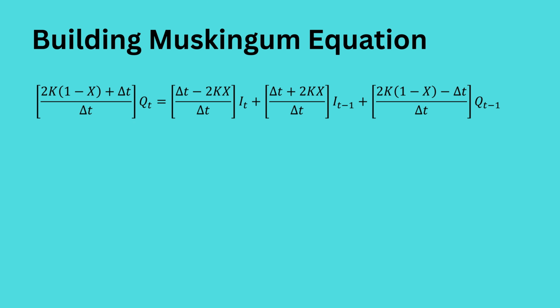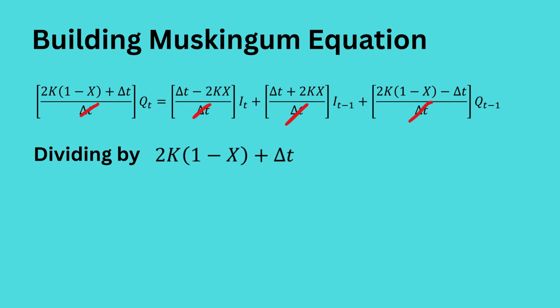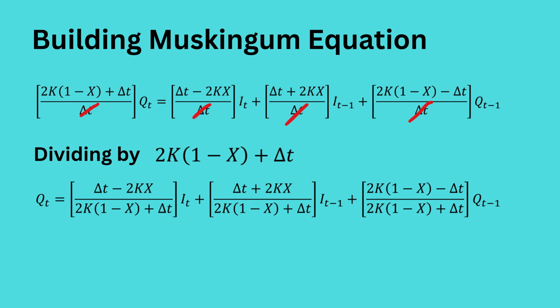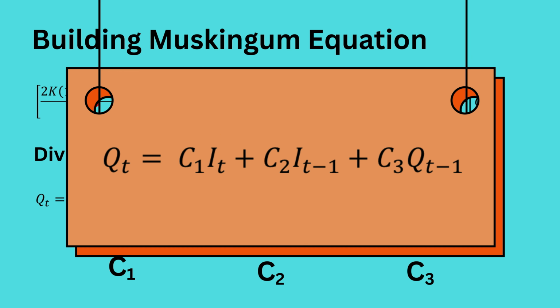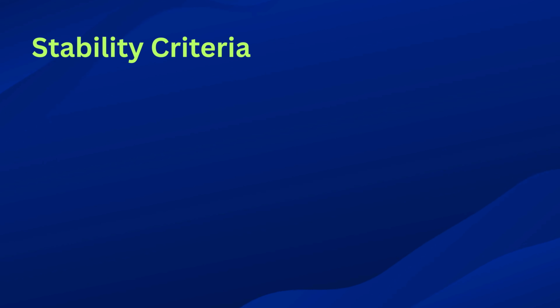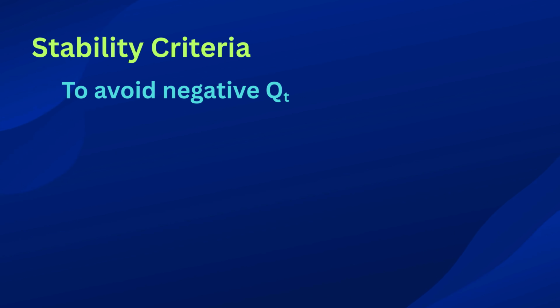As you can see, the delta t in the denominators can be cancelled. Then we can divide all terms by 2K multiplied by (1 minus x) plus delta t. Then we will get Qt as a function of all other variables. We will call these multiplying brackets C1, C2, and C3, and we will get the Muskingum formula for calculating the outflow. To have a stable calculation and avoid getting negative values for Q, the following criteria need to be satisfied.